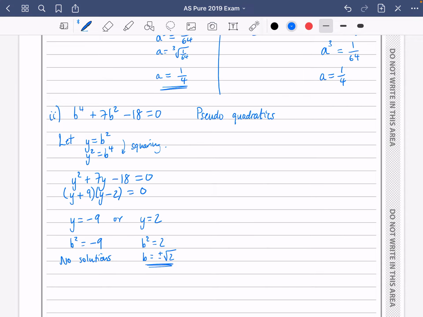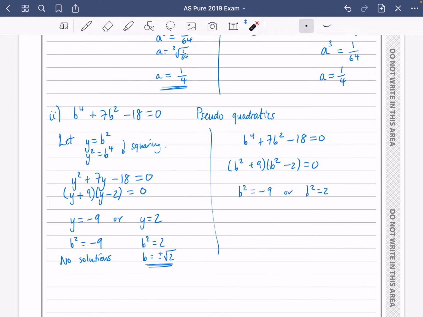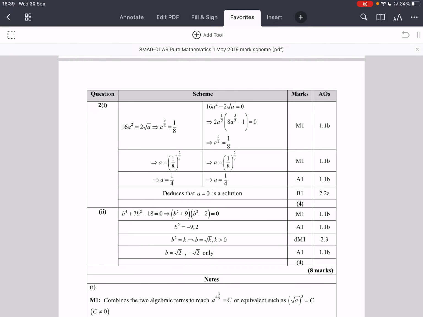Now, the alternative way of solving this equation is actually just to go straight in with factorizing, which some of my students actually did. Some of you may recognize that this can factorize immediately to b squared plus 9 and b squared minus 2, giving you the same parts of b squared being equal to minus 9 or b squared being equal to 2, leading you to the same solutions. So the only solutions we were looking for here were plus and minus root 2. And again, you can see in the mark scheme, we've done exactly the same thing, and they wanted the square root of 2 and the negative square root of 2 only for that one.